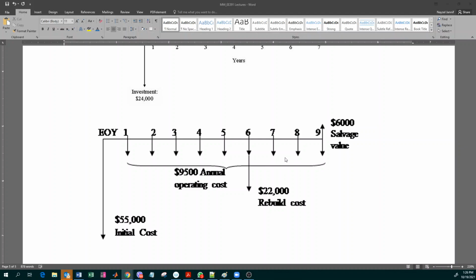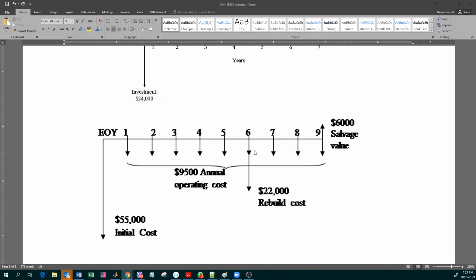Then you continue to use it. Then in the ninth year, what did you do? You sold that water pump for $6,000. So that's the salvage value. Salvage value is the value which you get back after your entire thing is done.